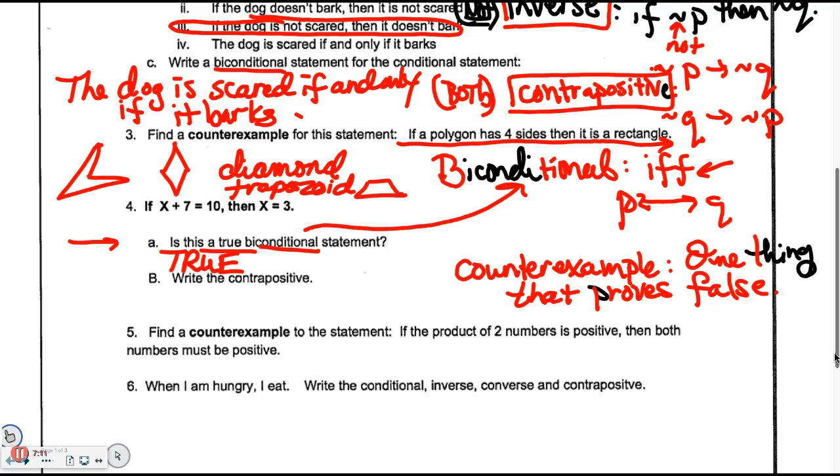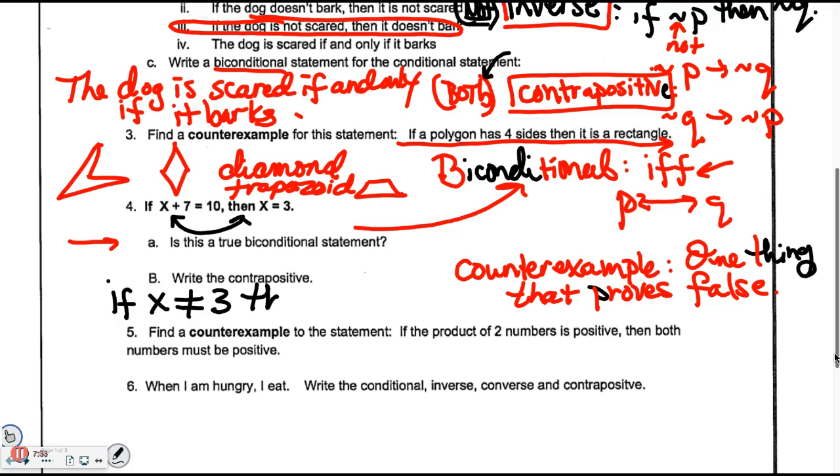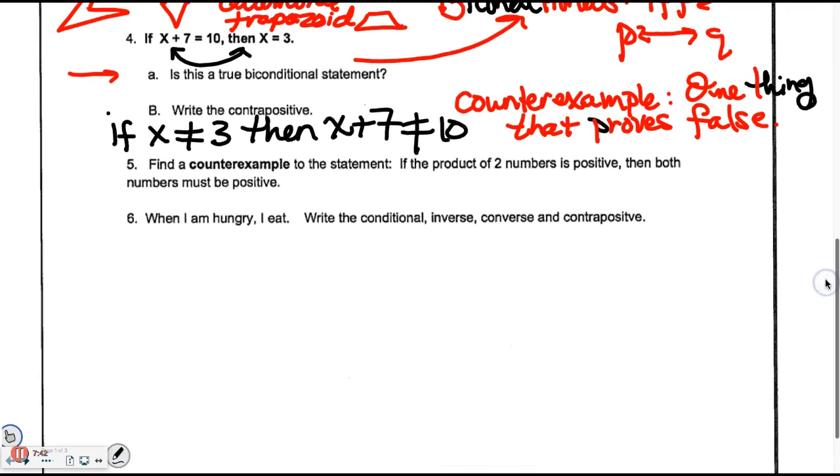Now it says write the contrapositive. All right, so let's go to our note card. A contrapositive does both. It swaps them and nots them. So what we're going to do is reverse the order, or swap the if with the then, while also inserting the word not. So if x does not equal 3, then x plus 7 does not equal 10. So notice I've swapped them and negated them, or swap and not.